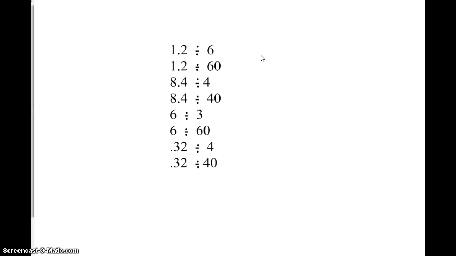Really quickly, let's go through this together. This is just a review. 1 and 2 tenths divided by 6, 2 tenths. 1 and 2 tenths divided by 60, 2 hundredths. 8 and 4 tenths divided by 4, 2 and 1 tenth. 8 and 4 tenths divided by 40, 21 hundredths. 6 divided by 3, 2. 6 divided by 60, 1 tenth. 32 hundredths divided by 4, 8 hundredths, and 32 hundredths divided by 40 is 8 thousandths. Okay, that was a quick review. You should have been able to do that with me.